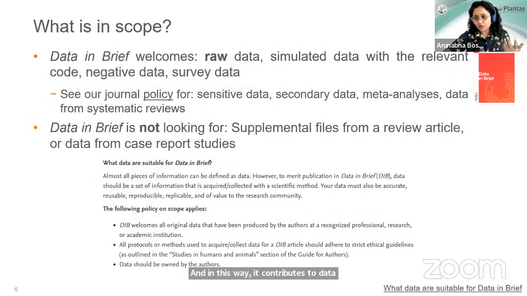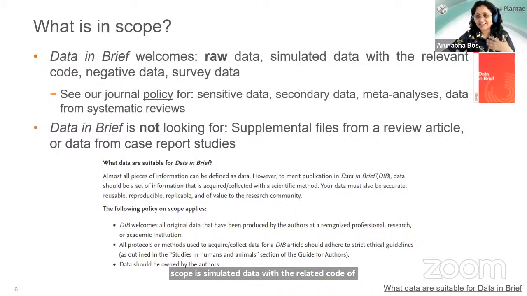So what is in scope for our journal? We welcome raw data, which is, like I said, sequencing data, or say, for instance, if you've conducted a survey. So the actual questionnaires and the actual responses that you collect during that survey, that would be raw data. If you've done mass spec analysis, the actual mass spec data files are raw data. So that is within scope for us. What's also within scope is simulated data with the related code, of course.